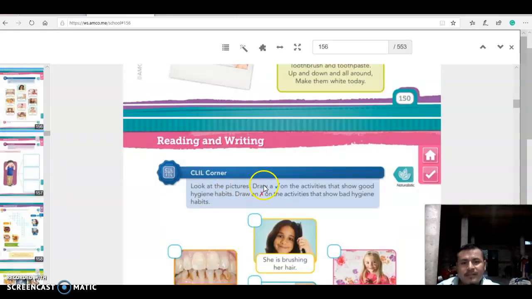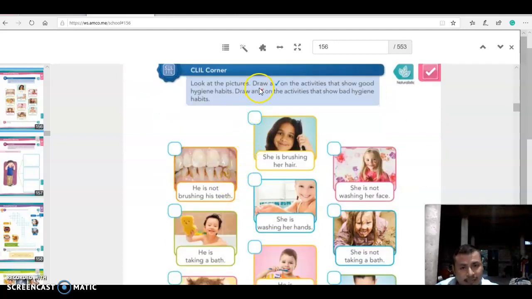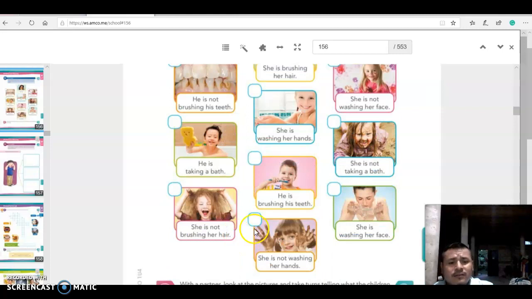It says look at the picture, draw a mark. So you're going to put this little mark on the activity that shows good hygiene. Which one is good? So take a look. You're going to put one of these, and draw an X on the activities that show bad hygiene habits. So bad hygiene habits, which one is it?